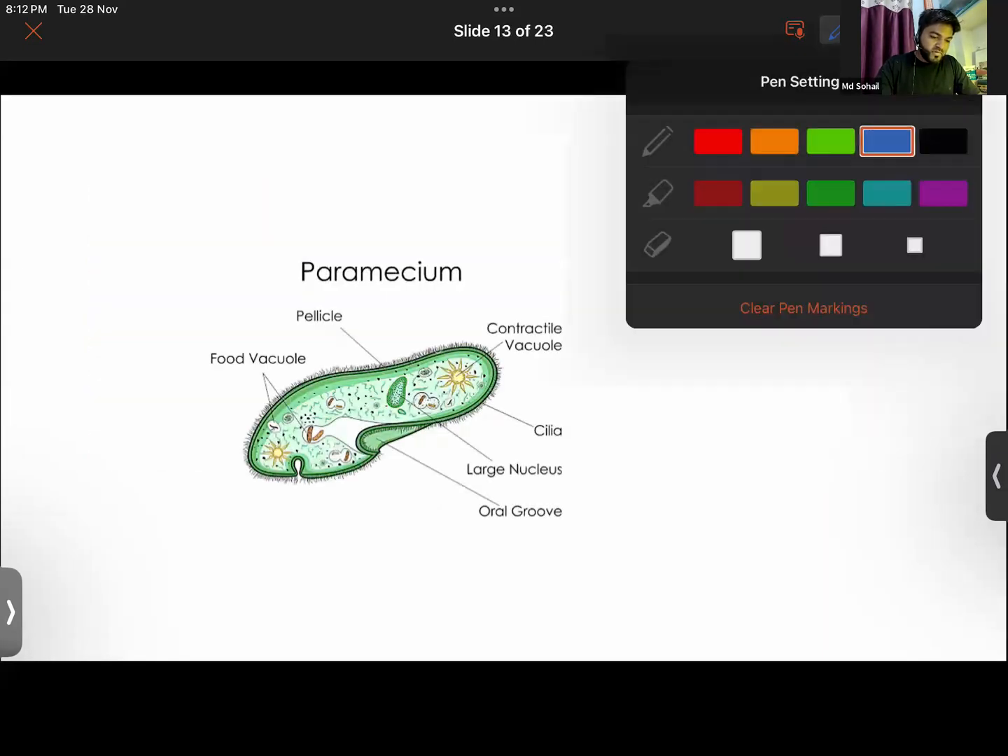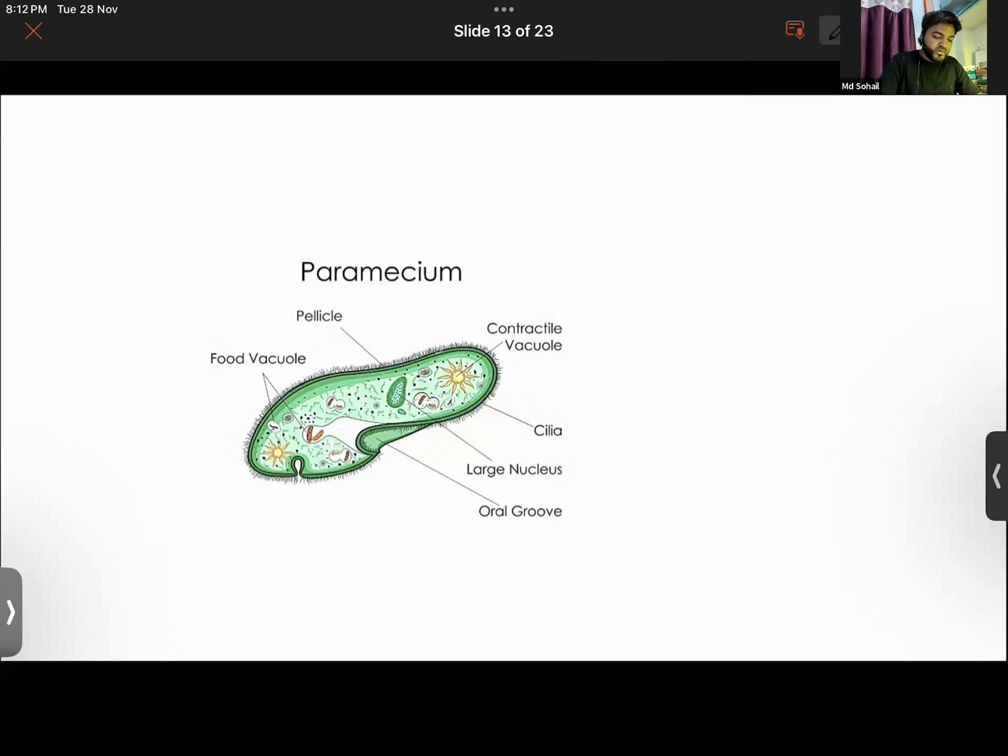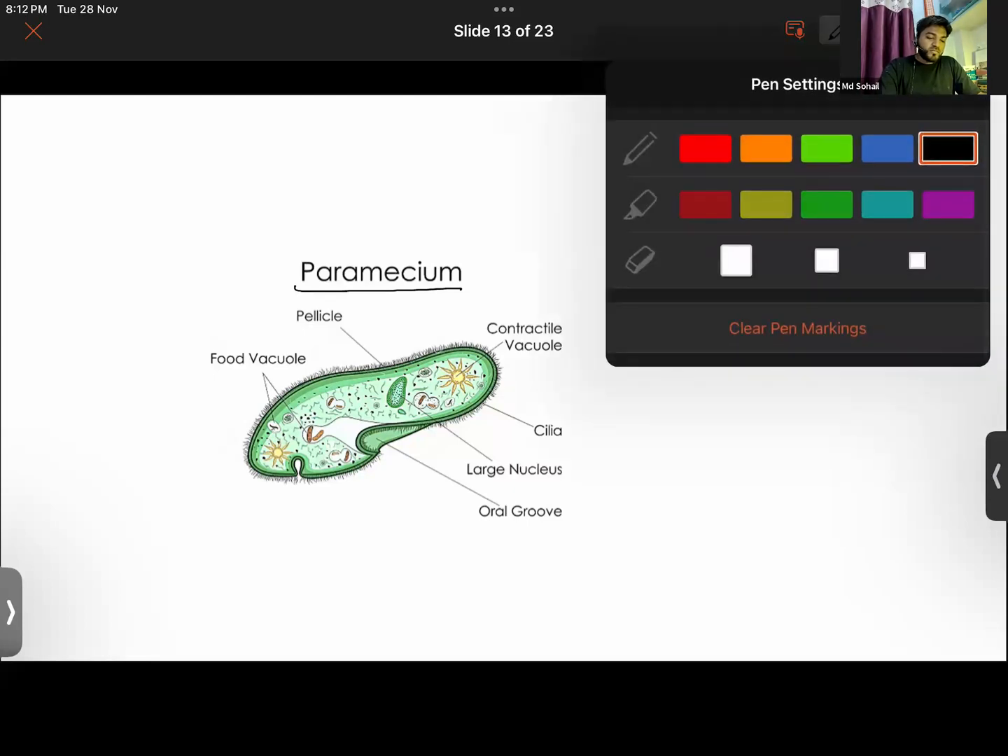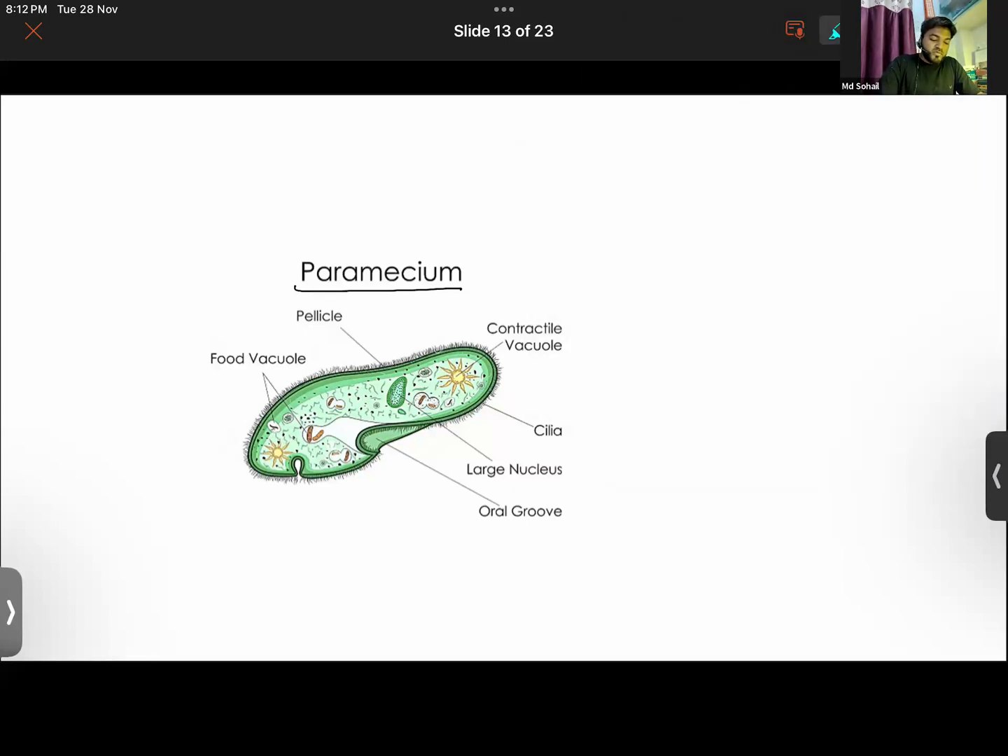Look at this example. This is a protozoa, Paramecium. Remember, I gave you a question regarding which microorganism has a shape like that of a slipper. That is the Paramecium, right?